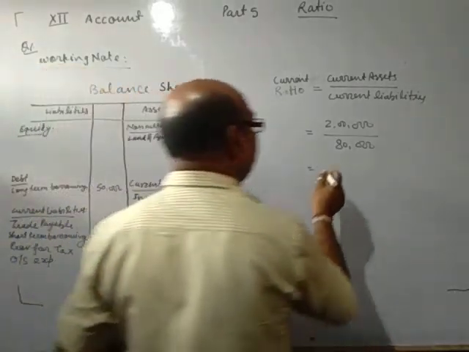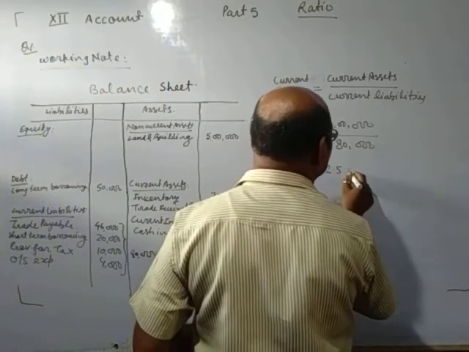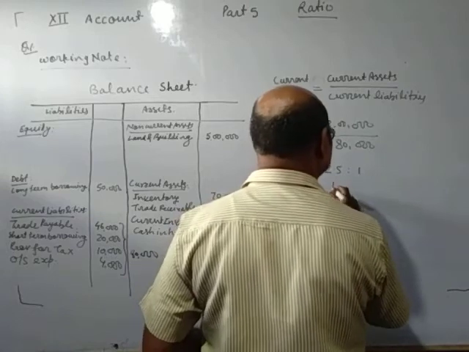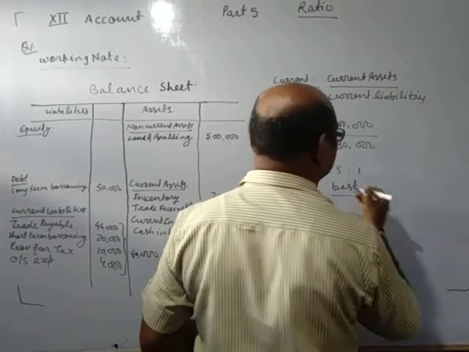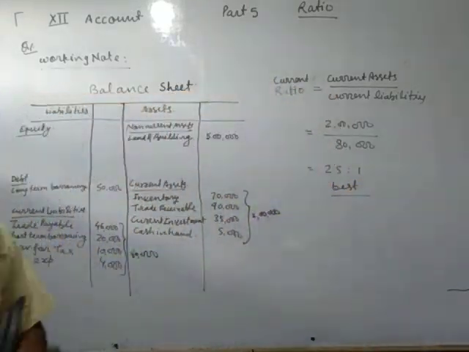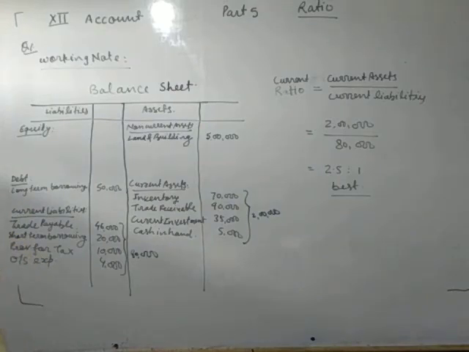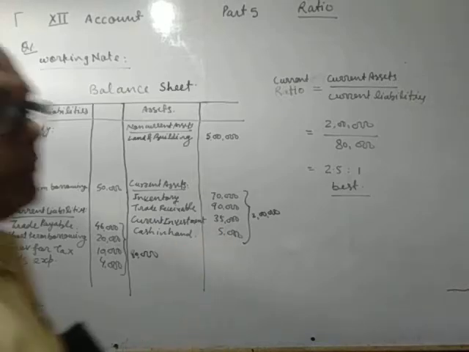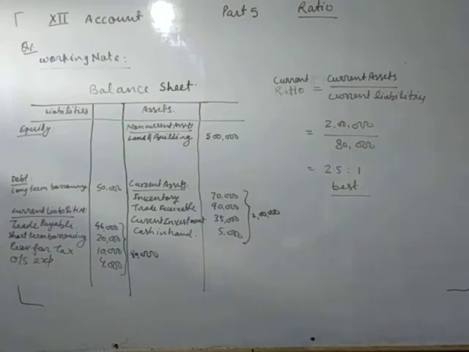That is 2.5:1. This is called best, because the current ratio is more than 2, so this is good for the company. So if you draw one balance sheet, it will be more comfortable for you. So like this you will solve question number 1. Okay. Now all of you see question number 3.